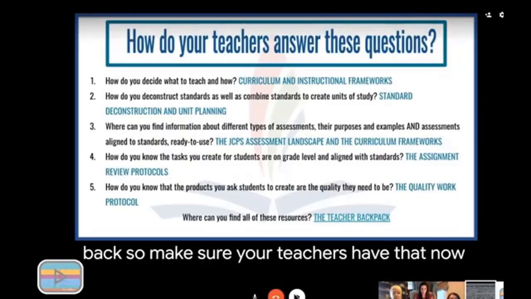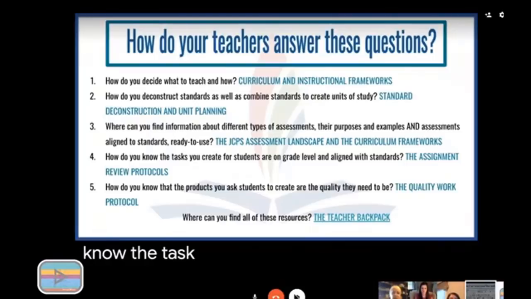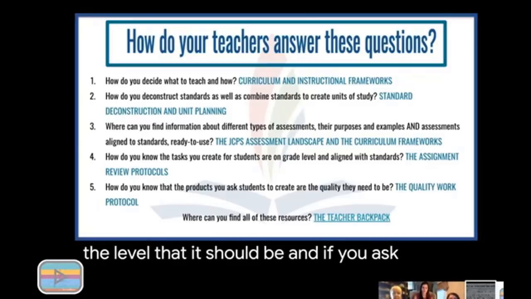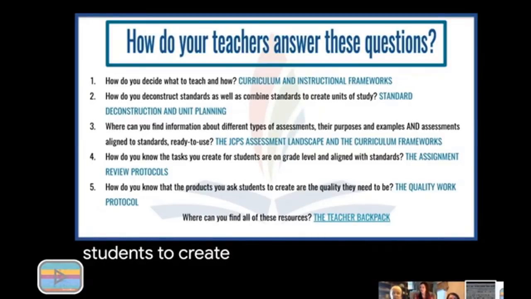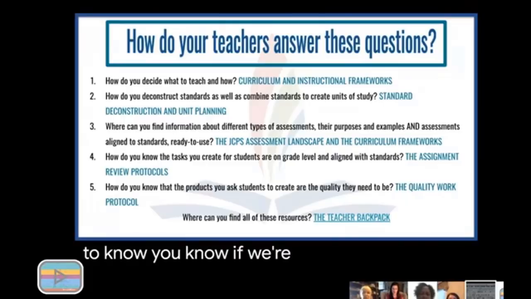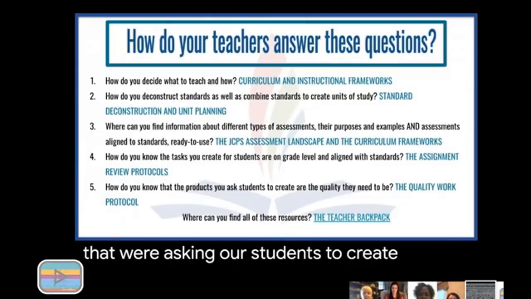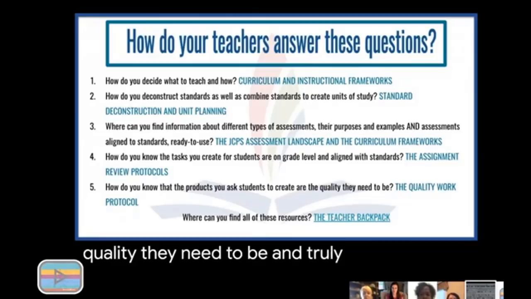Now, what if someone asks your teachers, how do you know the tasks you create for students are on grade level and aligned with standards? They should say, oh, in our collaborative team PLC meetings, we use the assignment review protocols. We use those to decide if our work is at the level that it should be. And if you ask, how do you know that the products you ask students to create are the quality they need to be? They should say, we use the quality work protocol. And that helps us to know if we're still stuck with our students doing dioramas, or if the products that we're asking our students to create are the quality they need to be and truly 21st century products.